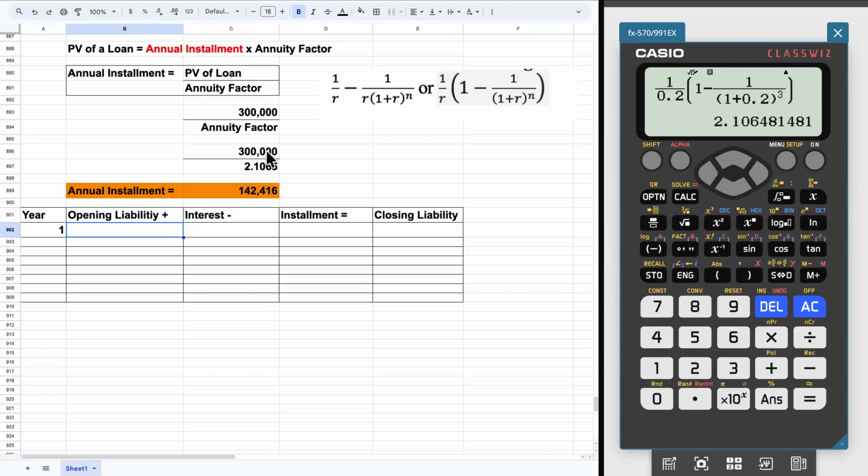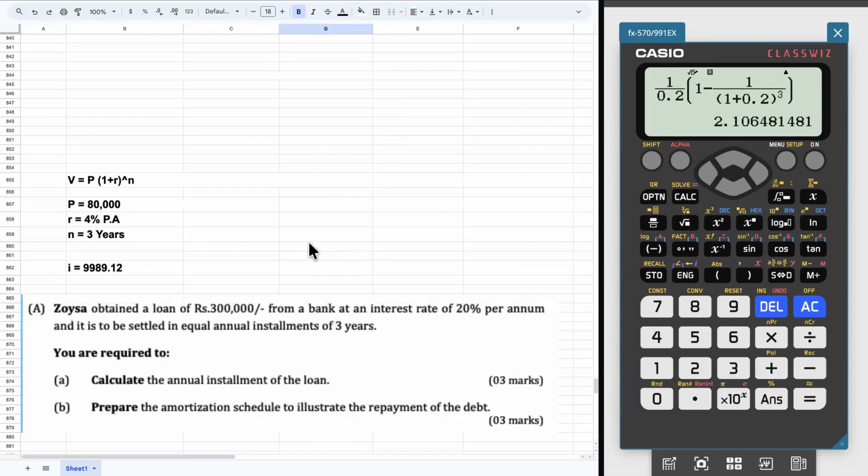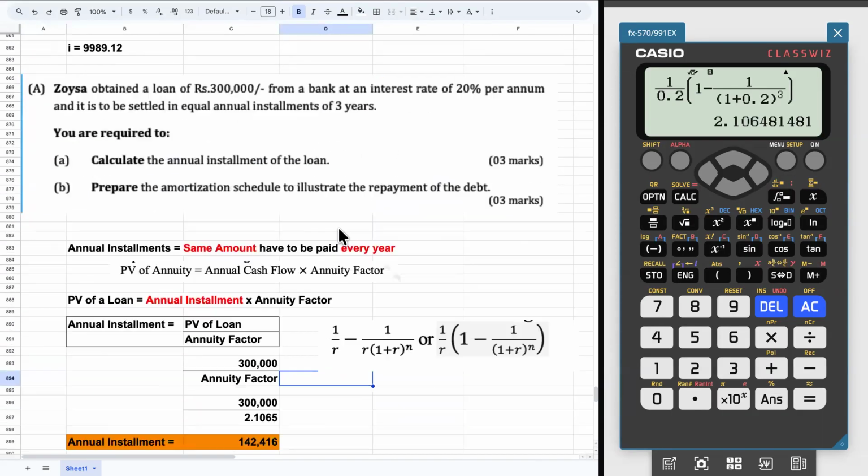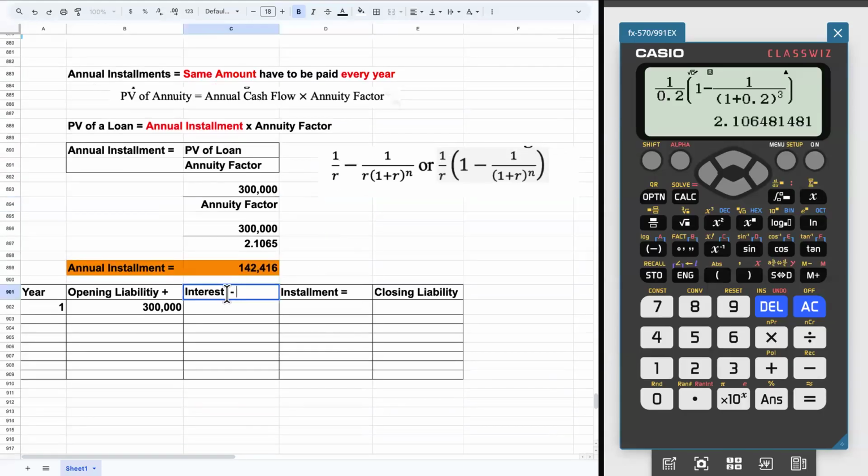So in year one, we have taken the loan 300,000, our opening liability 300,000. So let's say, you know, January you are taking a bank loan 300,000. That is your opening liability. You didn't pay any down payment because this is not a lease arrangement, right? So for this you have to pay the interest. According to the question, the interest rate is 20% per annum, right? So the interest we have to pay at the end of the 1 year period for this 300,000 is 20%. So you multiply it by 0.2 to get this 20%.